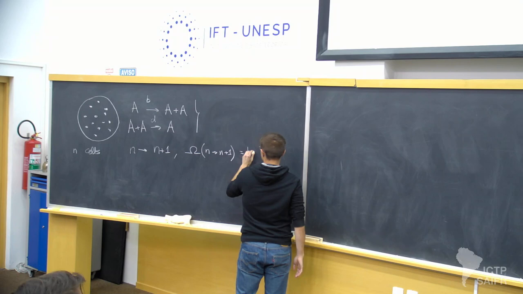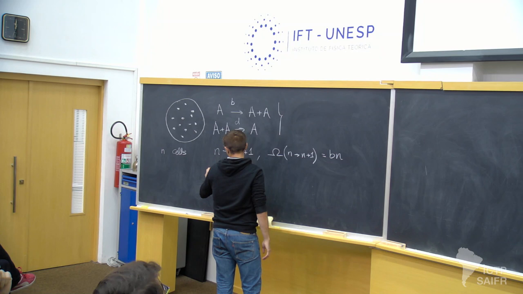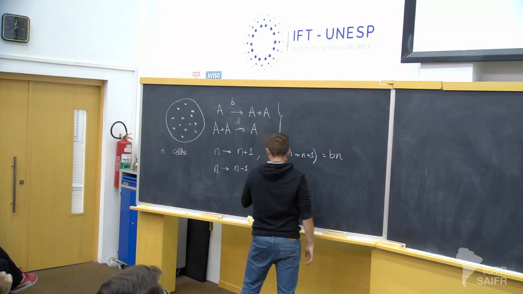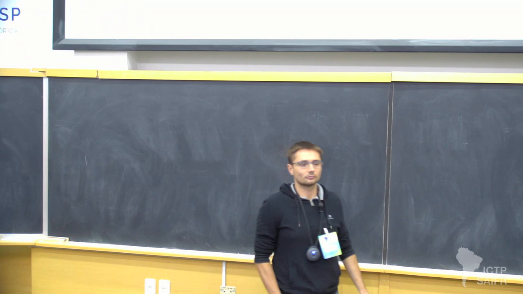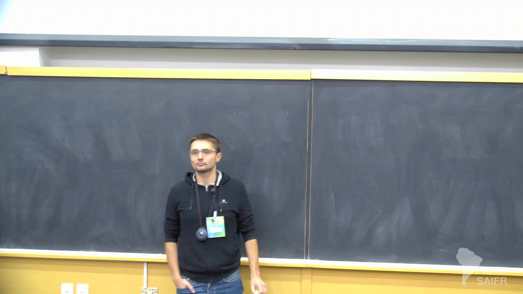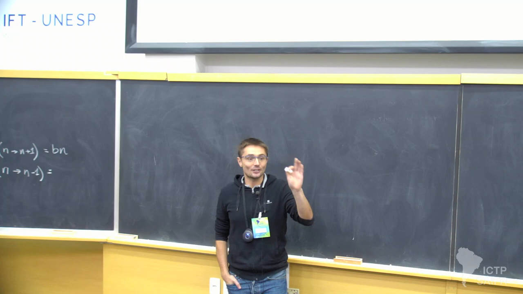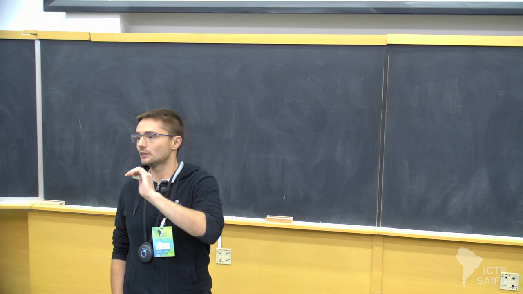So if we move from this state in which we have N cells to a state in which we have N minus 1 cells, which one would be this rate? D times N? Any other option? Now we have less consensus. It's more fun. So we have D times N here. Any other option? D times N?